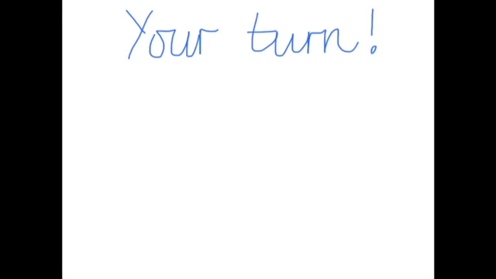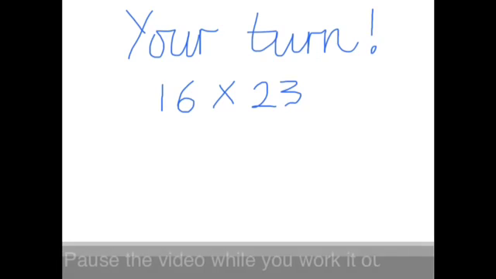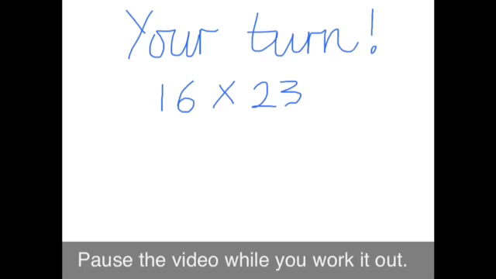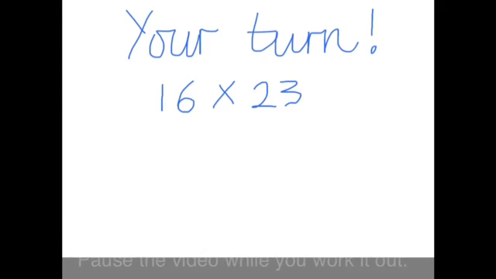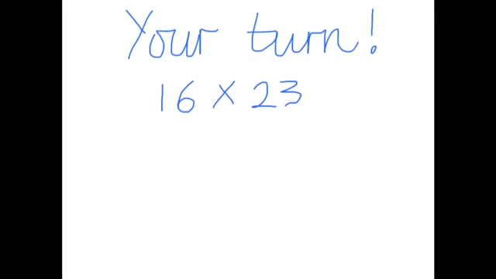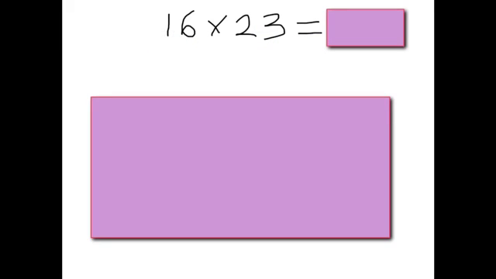Your turn. Use the grid method to work out 16 multiplied by 23. Press pause on the video while you work it out, and then press play to check your working out is correct. Have you worked it out? 16 multiplied by 23 gives you 368. Now check your working out.